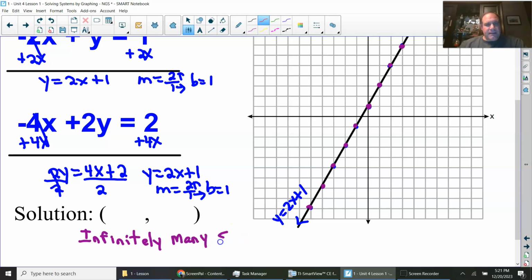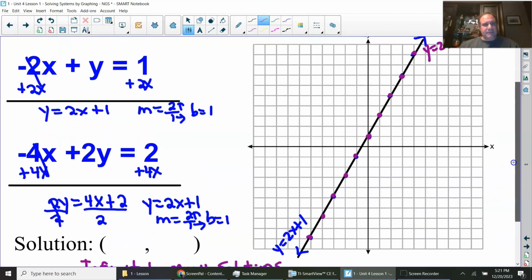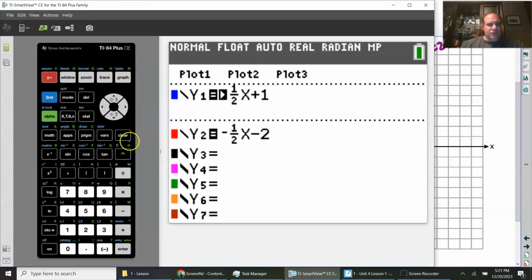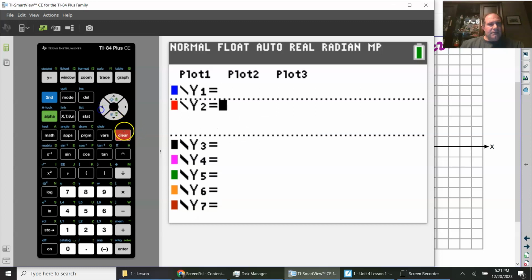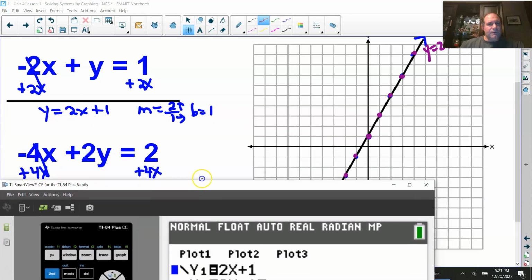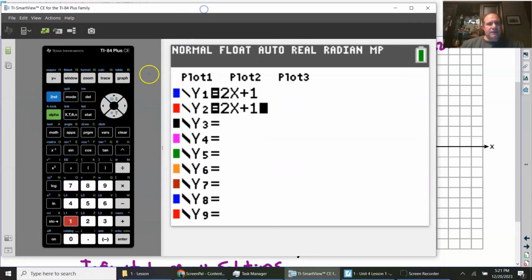It's infinitely many solutions. The reason why that is because, again, you have every single point that is the same. So I'm going to just go ahead and show you that this y equals 2x plus 1, I believe the line is, and y equals 2x plus 1. Let me just make sure. Yeah, it's y equals 2x plus 1, y equals 2x plus 1.